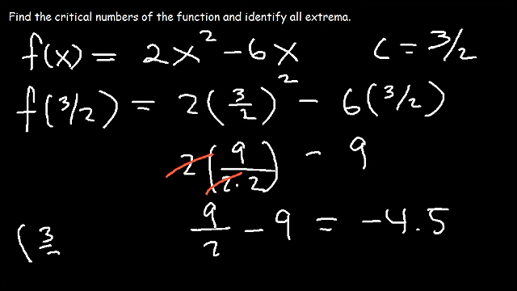So as an ordered pair, the local minimum exists at this point. So you can say that it's located at an x value of 3 over 2, and the local minimum value is negative 9 over 2.